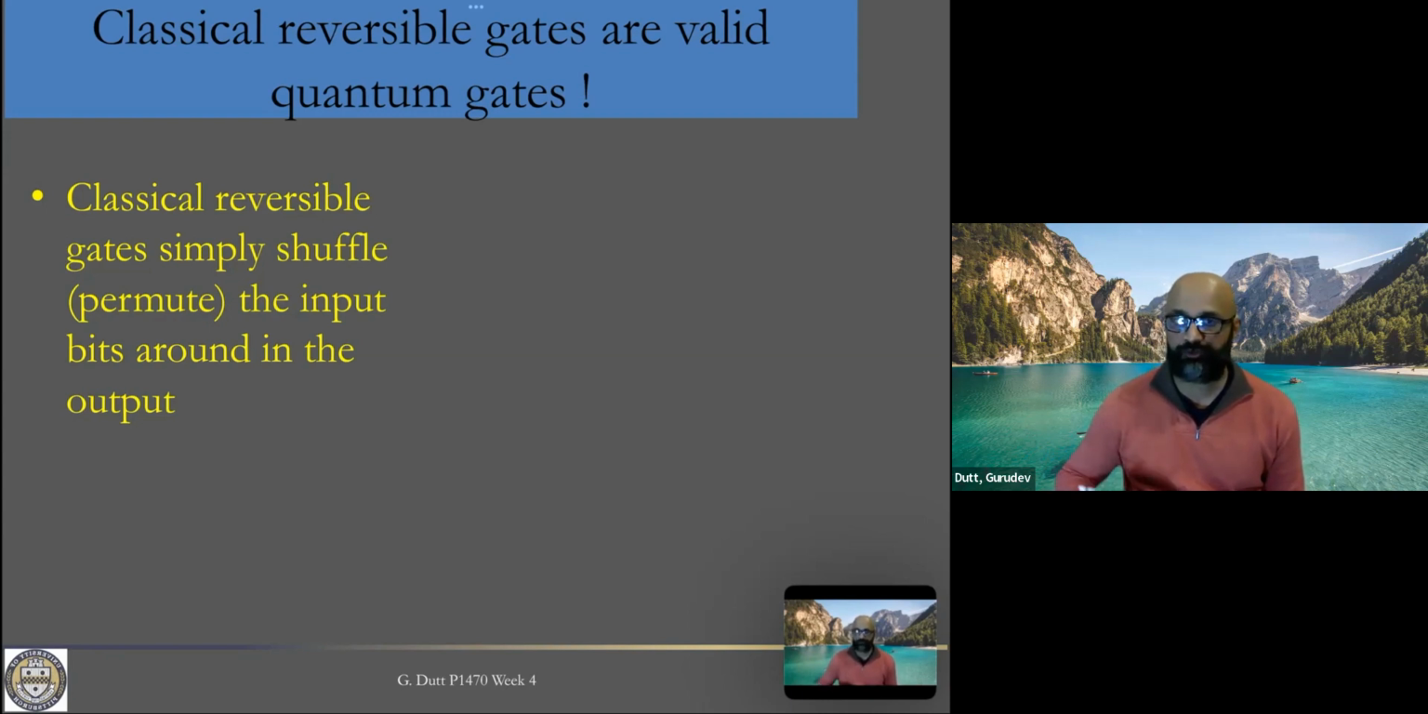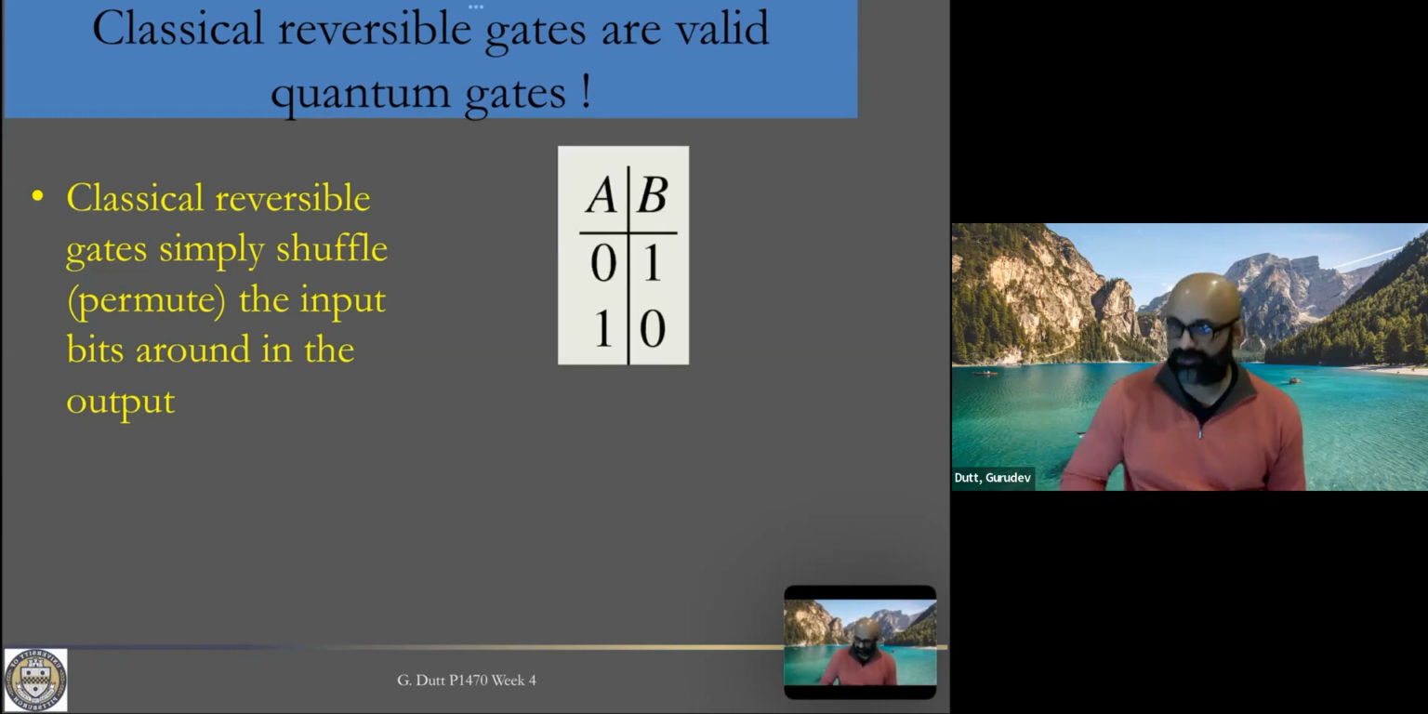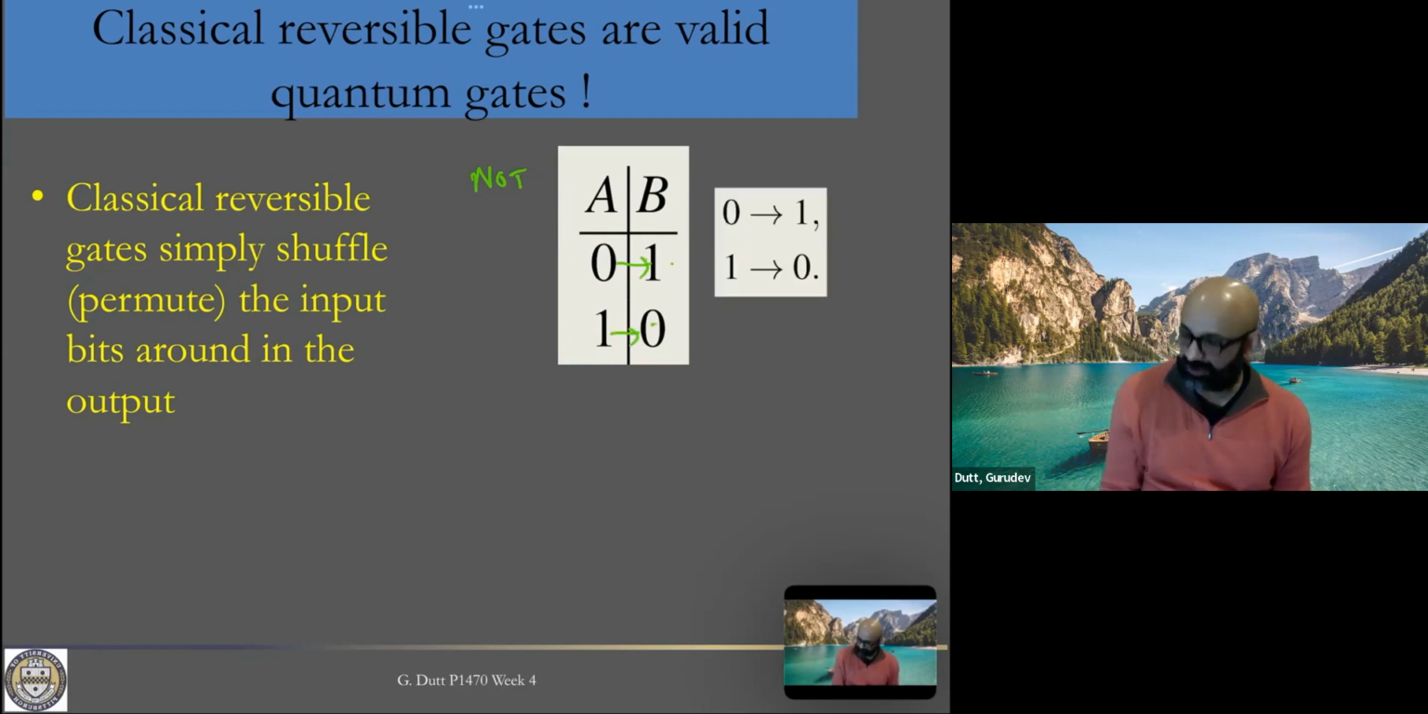And that is very useful for quantum computing because what they do is simply shuffle the input bits around in the output. So as an example, the simplest example, obviously, is the NOT gate. And what it does is it takes 0 to 1 and 1 to 0. So in any quantum state, if I take the 0 state to the 1 state and the 1 state to the 0 state, I've simply permuted the state around, but I haven't changed its normalization. So that's important. And also it's going to be linear because of that.